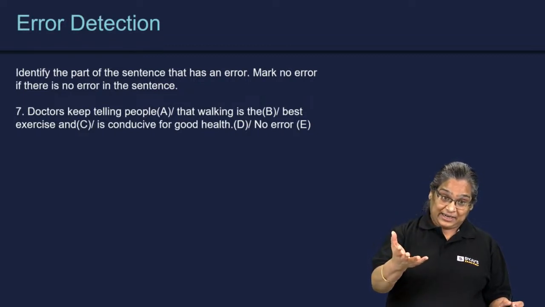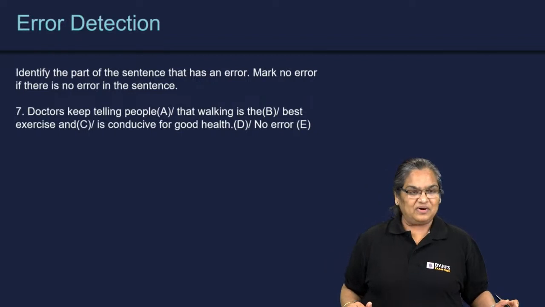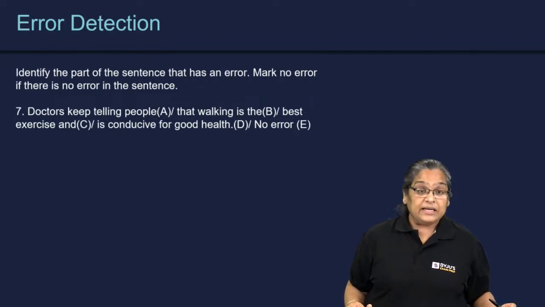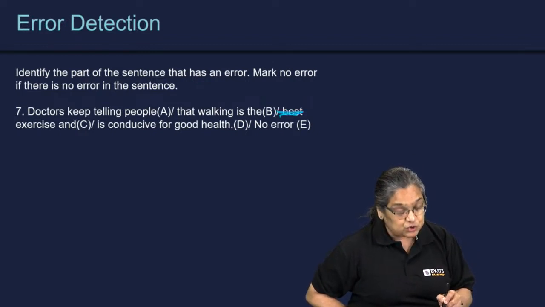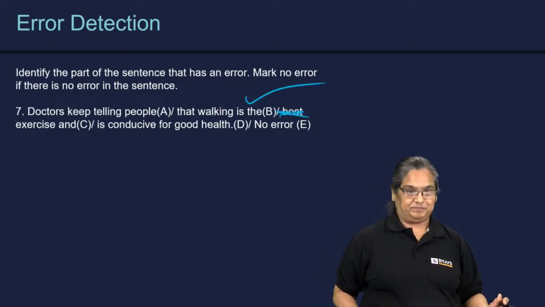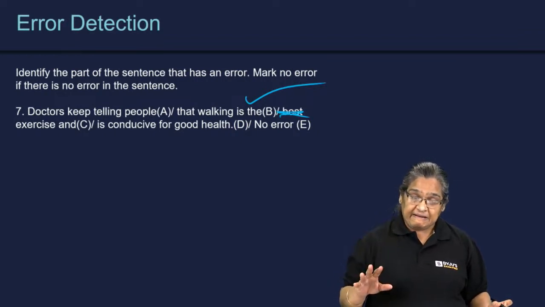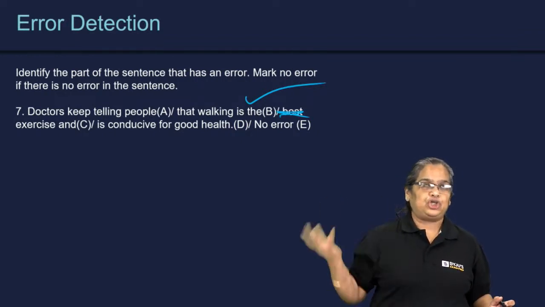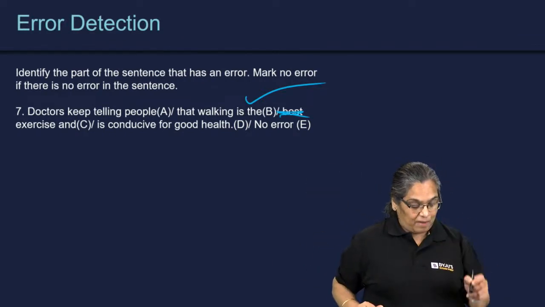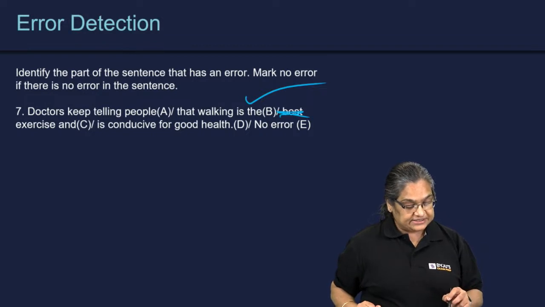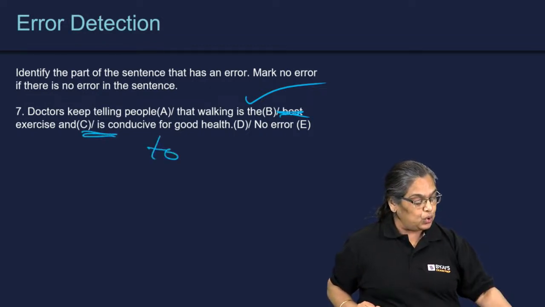Okay, you got the correct answer, but for the wrong reason. All right. Instead of the? No. For superlatives, the is correct. Whenever you say best, tallest, strongest, you have to use the. The problem here is: walking is the best exercise and is conducive to good health.